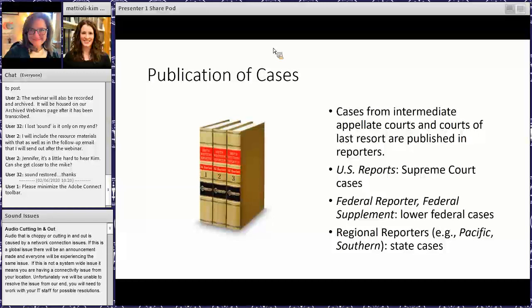Reports, and then lower federal courts, so circuit courts, those cases are going to be published in the Federal Reporter and the Federal Supplement. So you'll see those abbreviated as either just F or F Supp. And then state cases, finally, are published in a variety of regional reporters. I think there are like 7 or 9 of them total. I put a few examples here. So there's like Pacific Reporter, Southern Reporter, and then certain states are all sorted into one of the reporters. So Indiana is in the Northeastern Reporter.